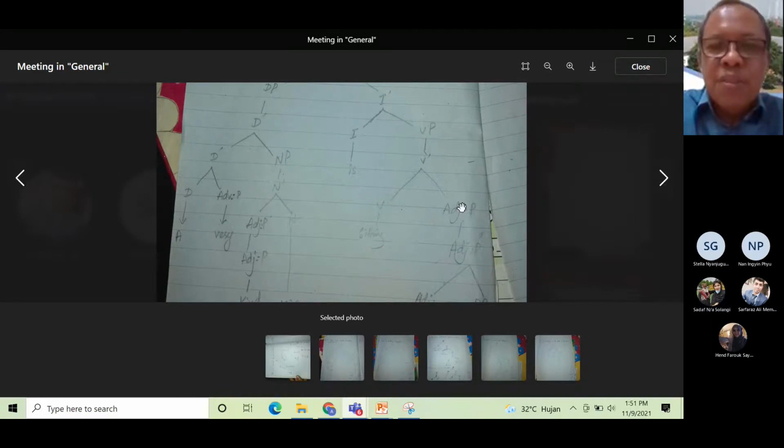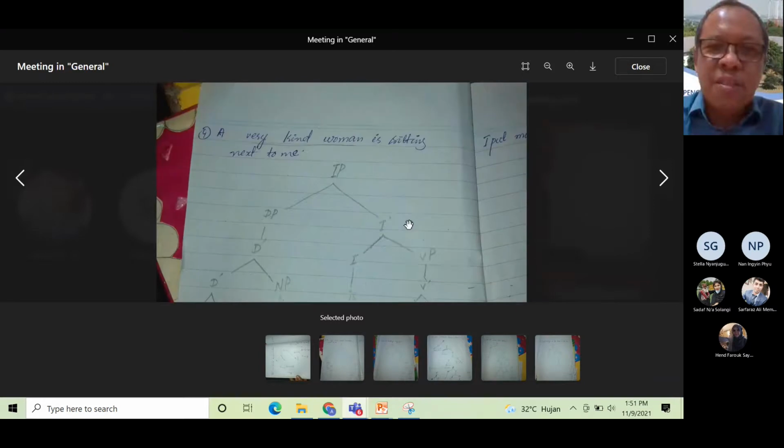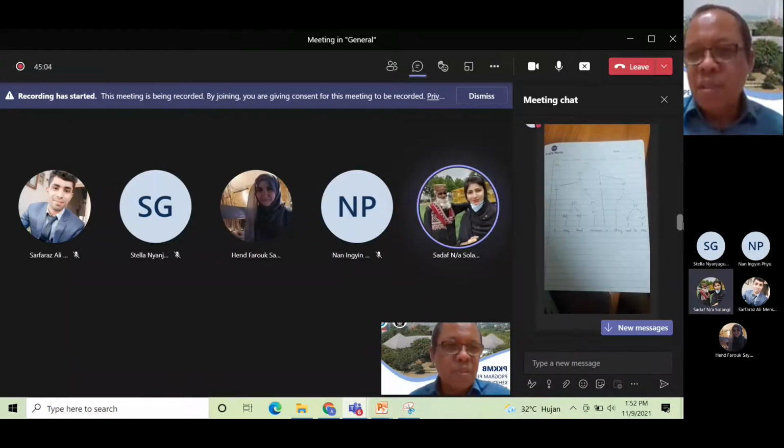Look at the position of the adjunct here. Is it correct or not? As long as you can understand your problem, I think it's good. So you can check your phrase structure again, and then you can revise and correct them.